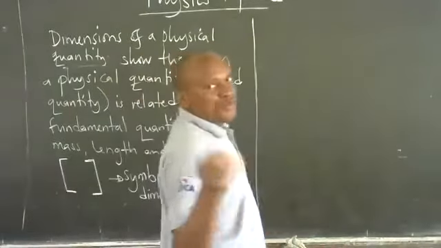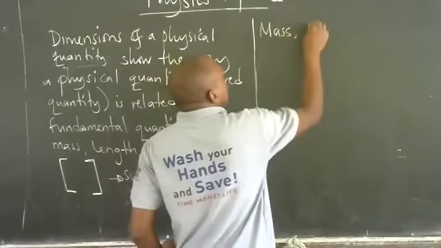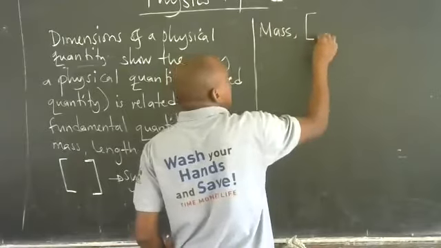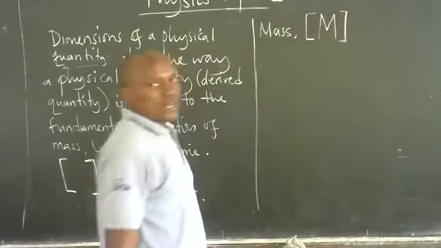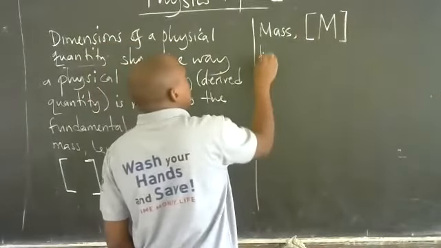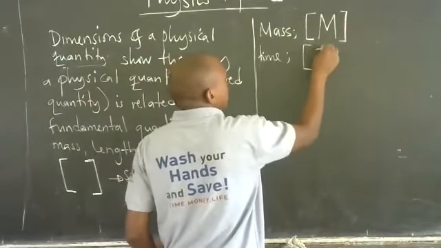First of all, the three fundamentals: we have mass and the dimensions of mass. We shall write them like this, M. That's how we shall be writing the dimensions of mass. For time, we shall be writing letter T.